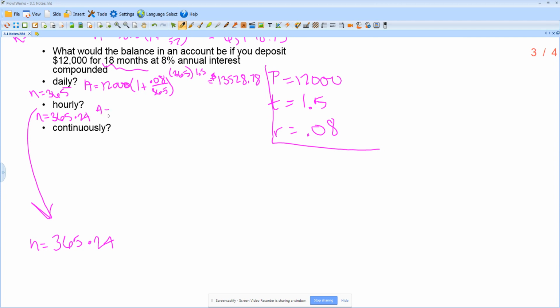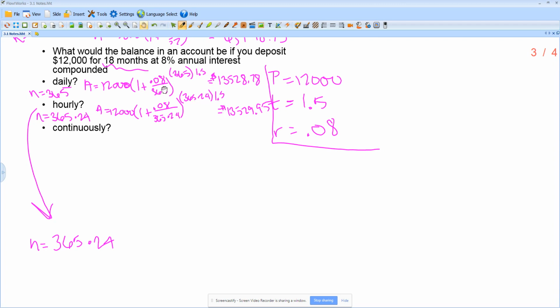Hourly, we'd have A is equal to 12,000 times 1 plus 0.08 over whatever I get when I do 365 times 24, raised to the power of 365 times 24 times 1.5. That would give me 13,529 and 95 cents.